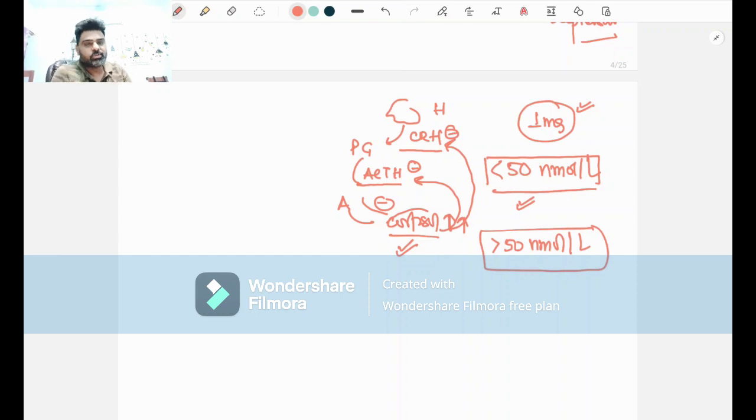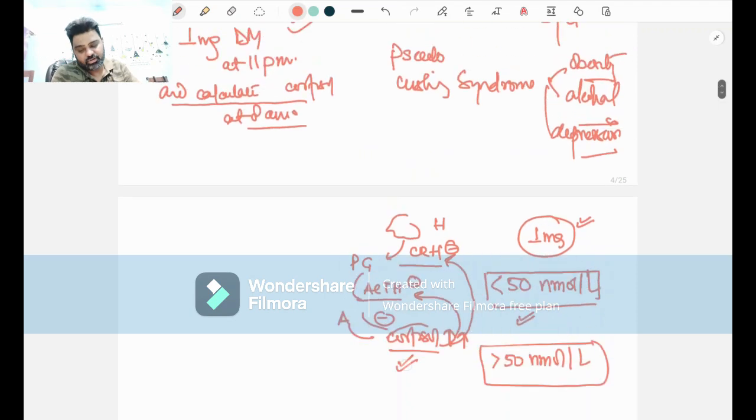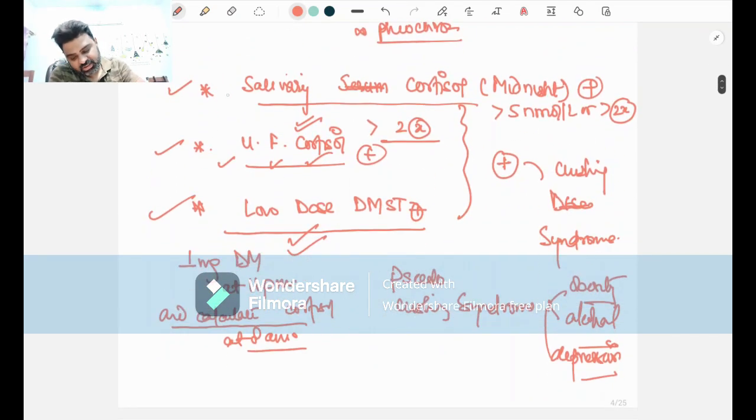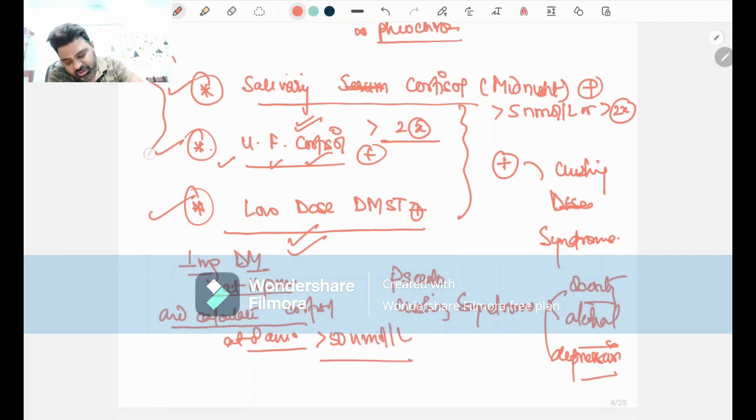So low dose dexamethasone test confirms that this patient is having Cushing syndrome, if after giving dexamethasone there is no decrease in the serum cortisol. So when these 3 tests are positive, we give 1 mg dexamethasone at 11 p.m. and calculate cortisol at 8 a.m. It will come more than 40 nanomoles per liter. After doing these 3 tests, we are confirmed that this patient has Cushing syndrome.